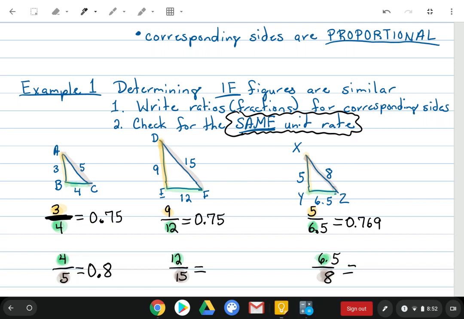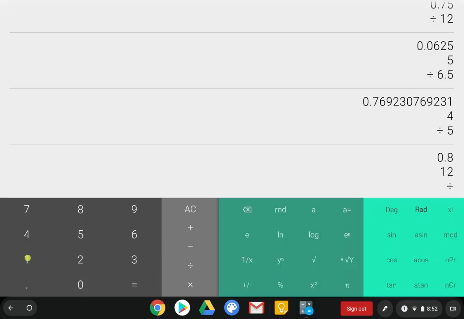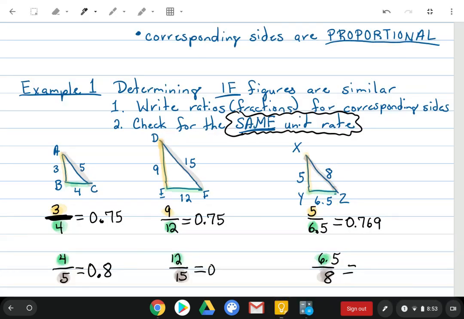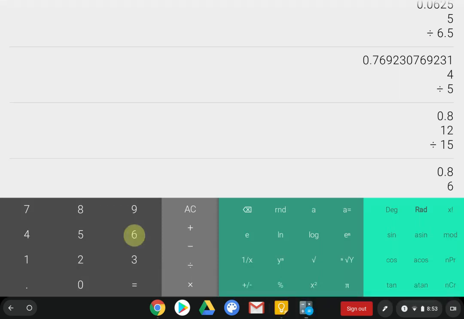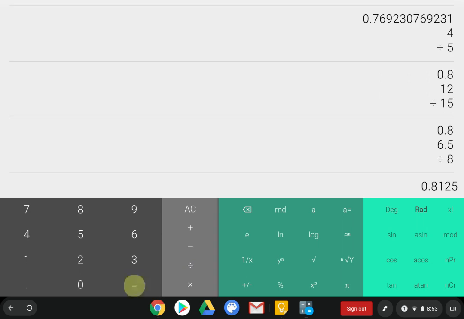Now let's check 12 divided by 15. 12 divided by 15 is still 0.8. And last, let's check 6.5 divided by 8. And we get 0.8125.